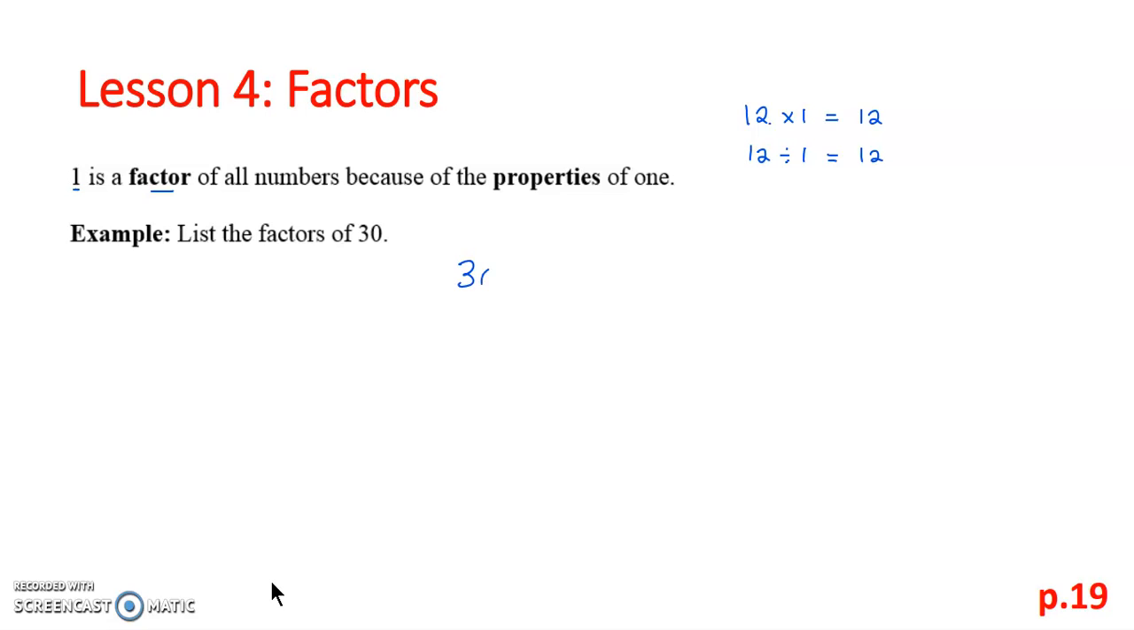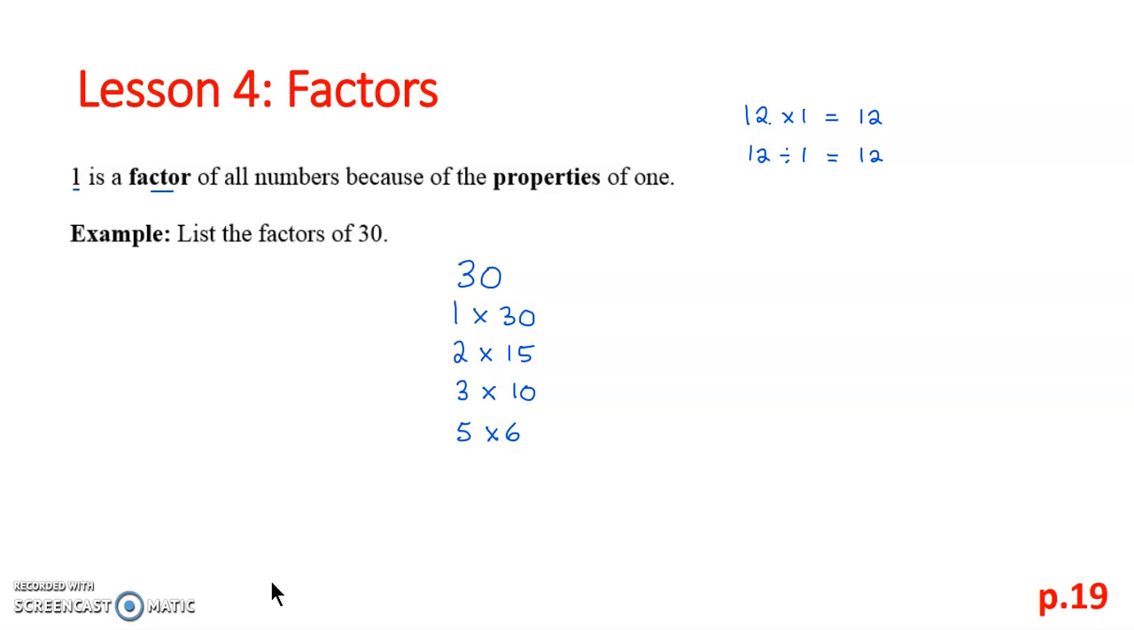So we have the number 30 and we're asking ourselves what makes 30. The best way to go about this is to start with the number 1 and work systematically. So 1 times 30 makes 30. And now we go to our next smallest number, which is 2. 2 times 15 makes 30. Then we ask ourselves about a 3, and yes, 3 times 10 makes 30. Then we ask about a 4. Nope, 4 does not make 30. 4 times 7 is 28. Then we go to 5. Yes, 5 times 6 makes 30.